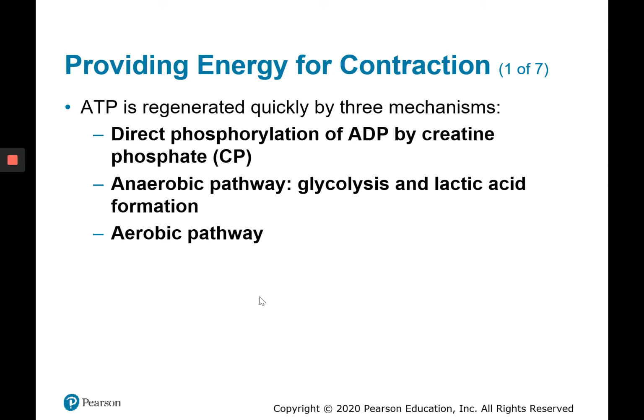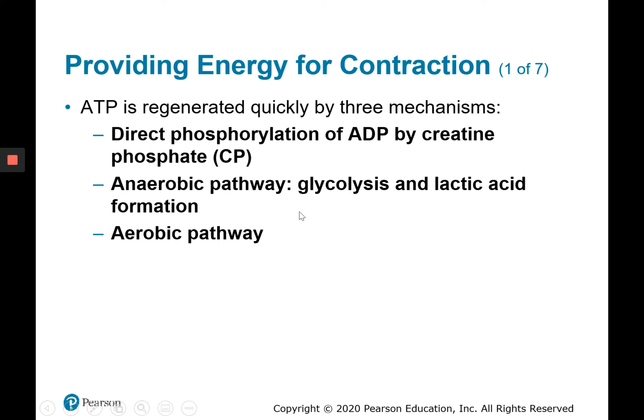So here are 3 mechanisms for producing ATP in skeletal muscle. We have direct phosphorylation of ADP by creatine phosphate. This process is quick and it's simple. We're going to take a phosphate off of creatine phosphate and add it to ADP, which produces ATP. For the anaerobic pathway, a process breaks down glucose and produces lactic acid. Anaerobic means a process that occurs without the use of oxygen. Glycolysis is always an anaerobic process. It does not require oxygen.